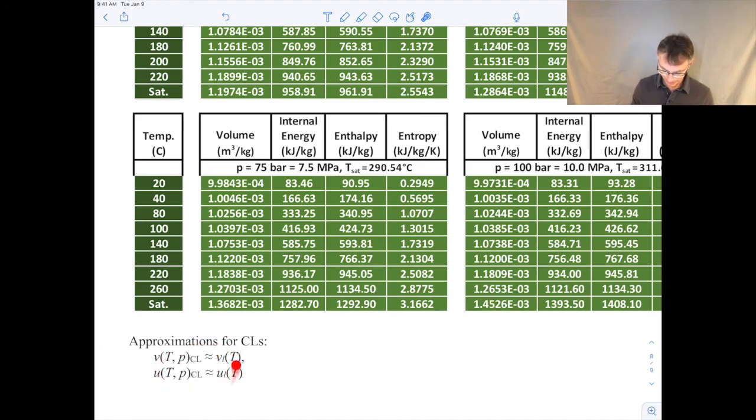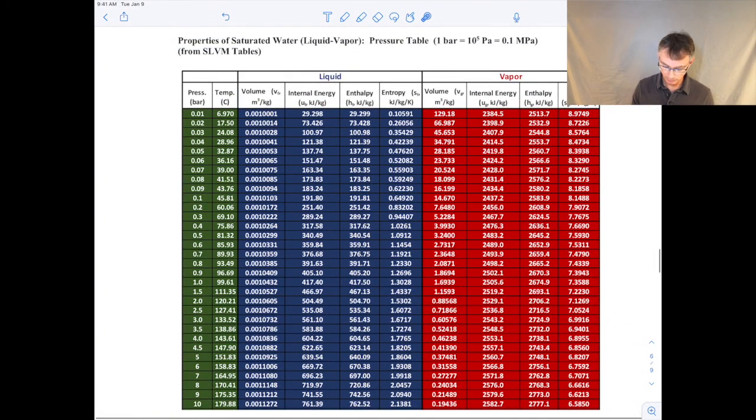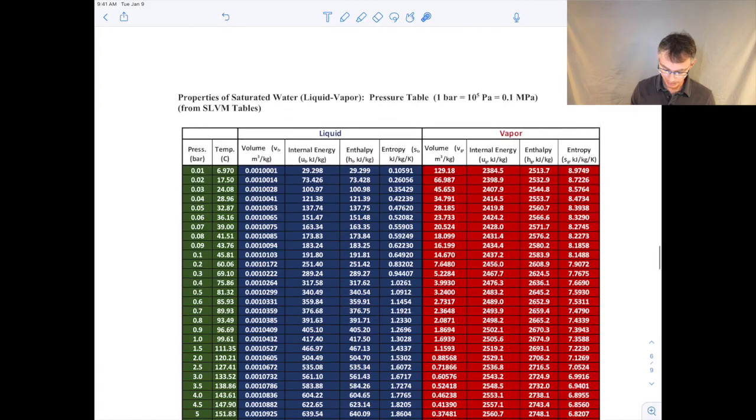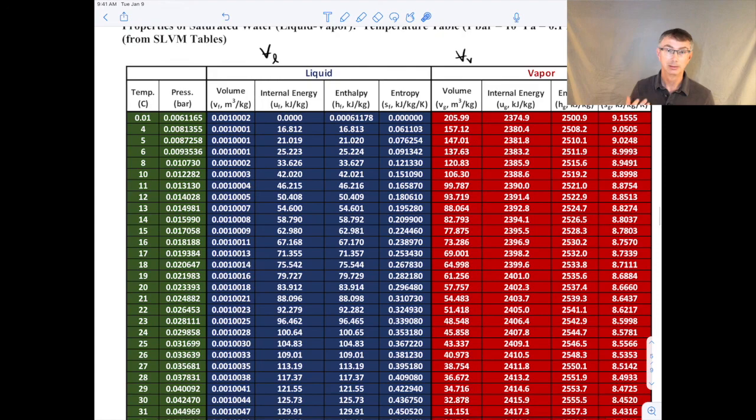Because then, to get these saturated liquid values, we can still just go back up and work with this table. Instead of worrying about the temperature and pressure dependence in the compressed liquid region, we know it's really just mostly a function of temperature. So you could come down here, find the right temperature, and then just use the saturated liquid values for specific volume and specific internal energy. Now, enthalpy and entropy we'll handle separately. We haven't talked about those yet, so there'll be approximations for those as well, but we'll talk about them later.